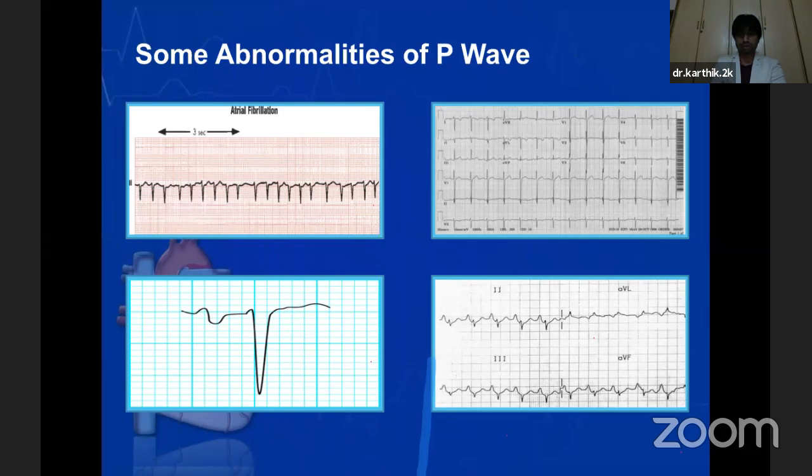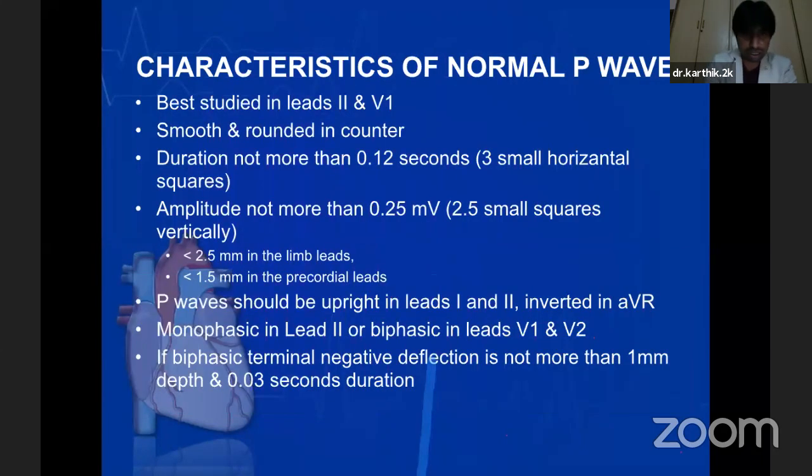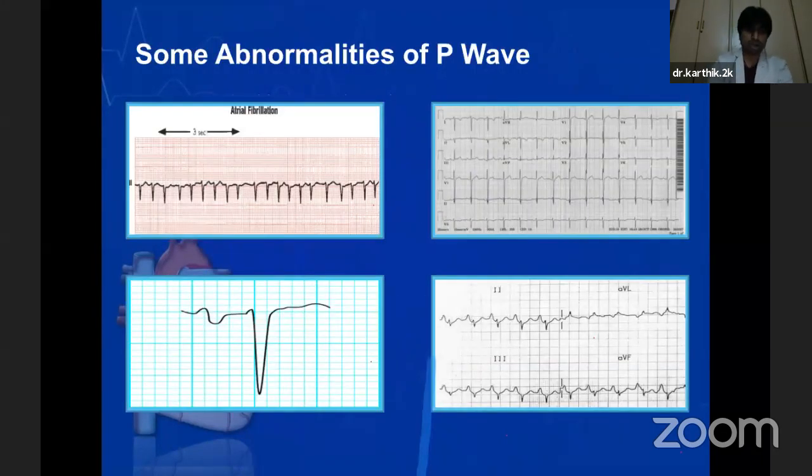So, having understood this, what are the abnormalities of the P wave? As we have already discussed, one of these abnormalities is absence of P wave. When the P waves are absent, it is called atrial fibrillation. P waves can also be used to determine the chamber size. The larger the chamber size, the bigger the P wave amplitude or the duration.